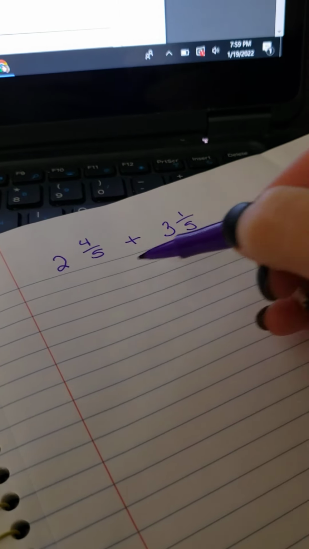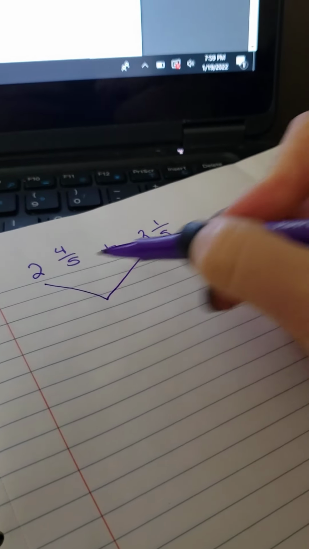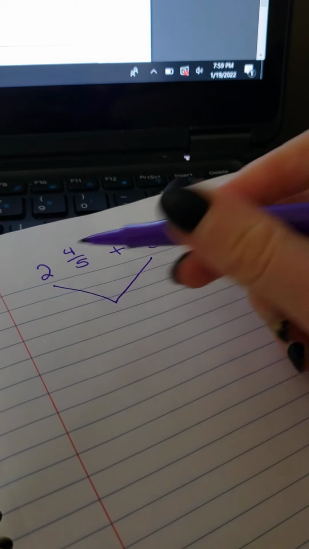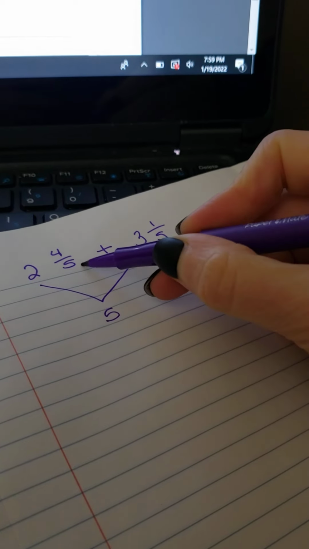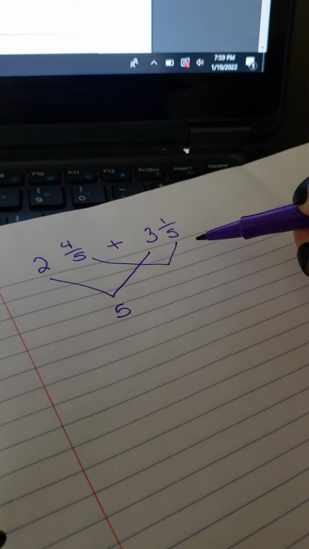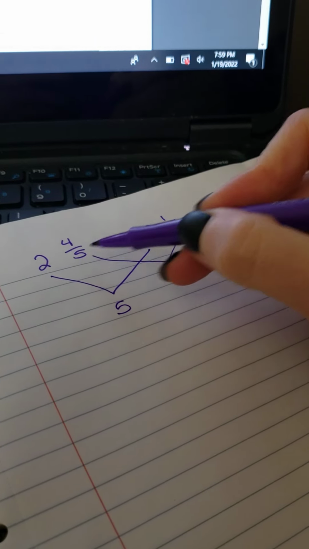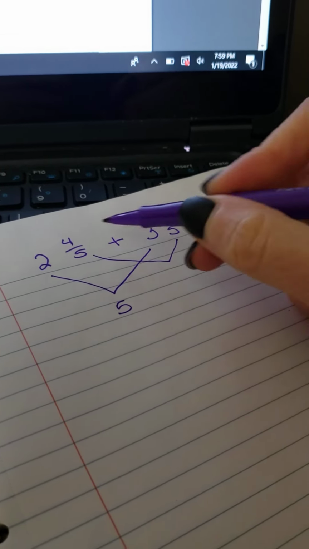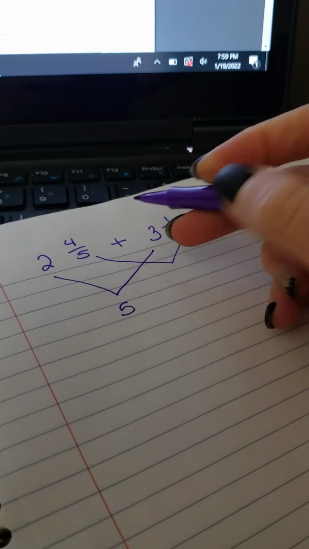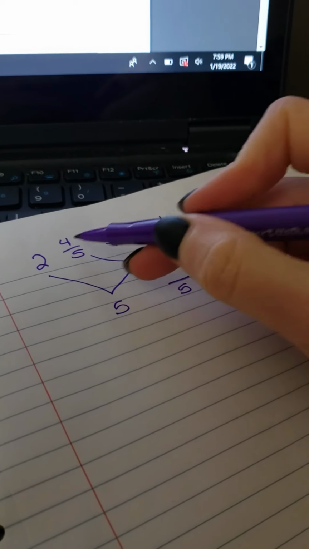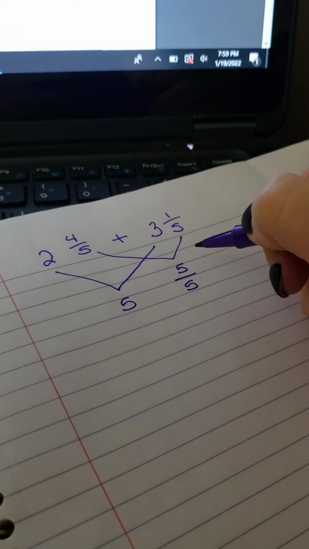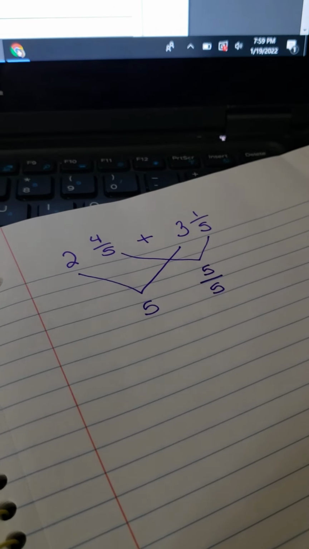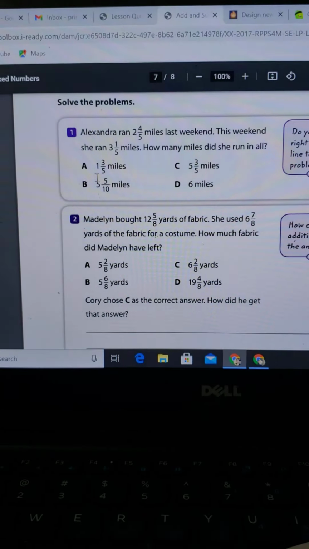Okay, so down here on my paper, I'm going to add the whole numbers together. I know 2 plus 3 equals 5, right? Then I'm going to add my fractions together. 4/5 plus 1/5. Remember, when I'm adding fractions, my denominator stays the same, and I'm only adding my numerator, so 4 plus 1. Well, that's pretty easy. That's going to give me 5. All right, 5 5/5. That's my answer.